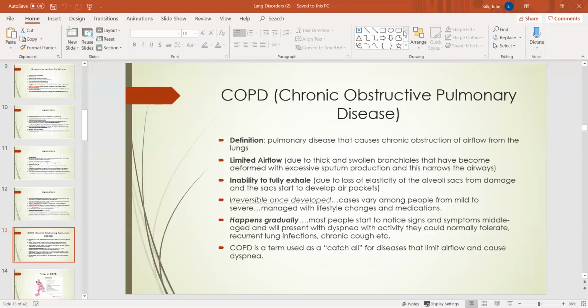And then there's also something called alpha-1 deficiency. This is a genetic, inherited condition that affects the body's ability to produce alpha-1 protein. Alpha-1 protein is something that protects the lungs. So if you're deficient in it, then you would be more apt to get COPD.